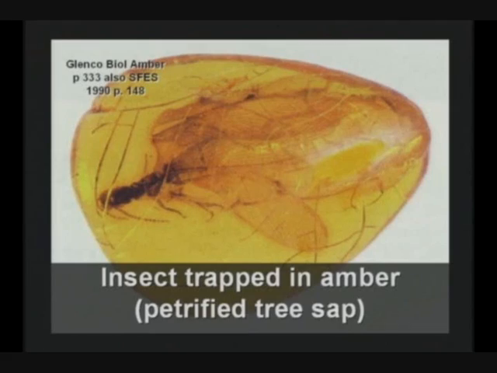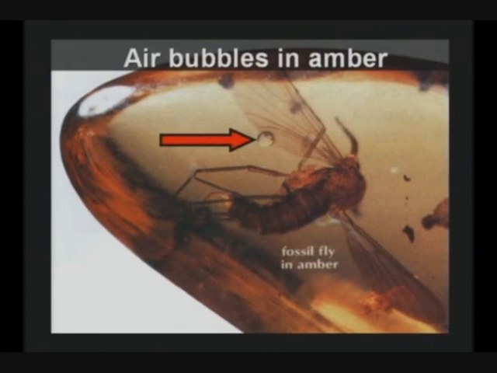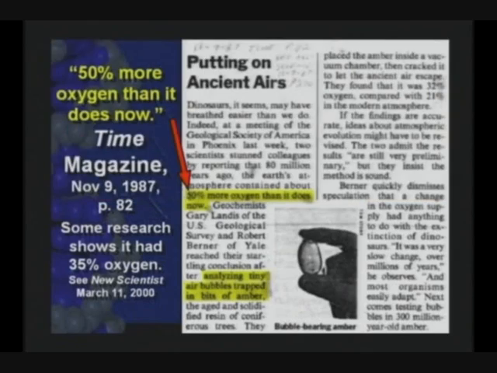You know, when they drill into the amber, how many saw the movie Jurassic Park, where they drilled in to get the mosquito blood out? Sometimes in amber, which is petrified tree sap, they find air bubbles in the amber. When they analyze the air bubbles, they find out they're 50% more oxygen than we have today. Today, we're breathing 21% oxygen. Amber bubbles have 32% oxygen.